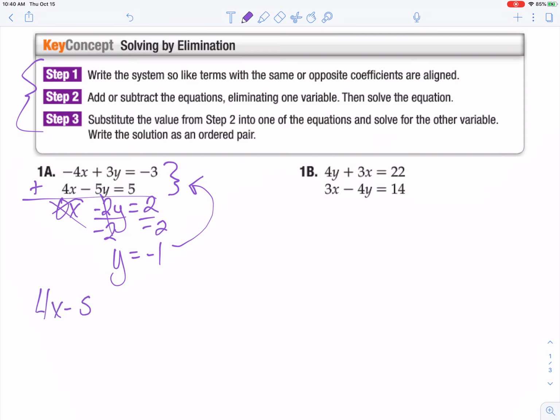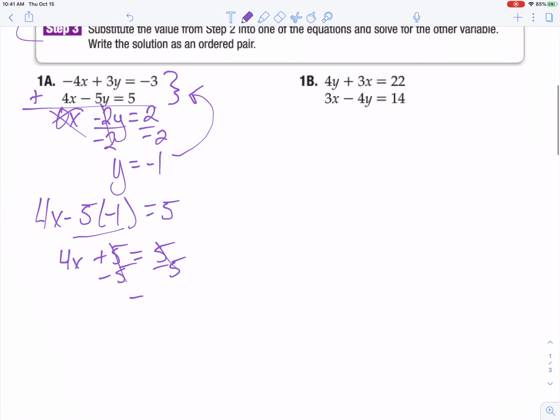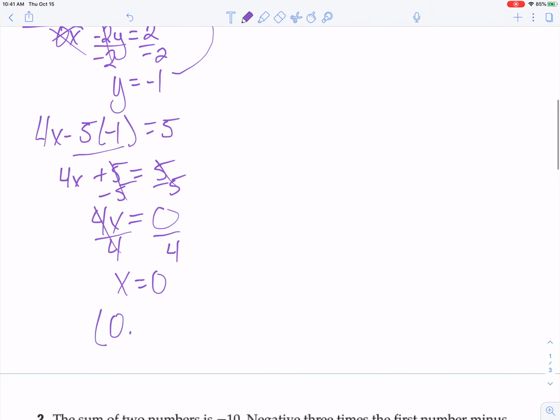So 4x minus 5 times negative 1 equals 5. So this is kind of like a negative 5 times negative 1, which means it gets to be 4x plus 5 equals 5. And if I subtract 5 from both sides, 5 minus 5, that's just 0. So 4x equals 0, and 0 divided by anything is 0. So my final answer as a point is (0, negative 1). Oops, that was supposed to be parentheses.